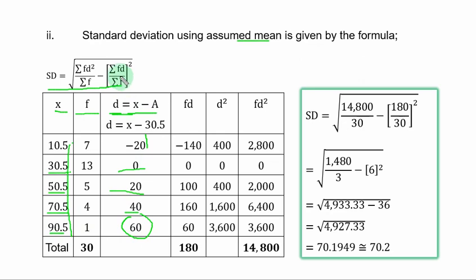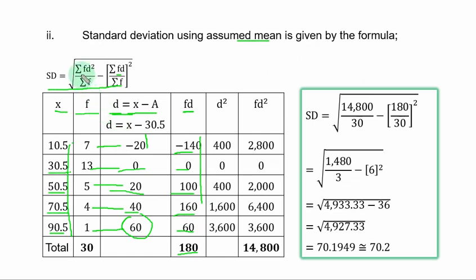In the formula, we need fd. That is the product of frequency and the deviation. So you have 7 times minus 20, minus 140. 13 times 0, you have 0. 5 times 20, you have 100. 4 times 40, 160. 1 times 60, you have 60. If you add this column down, you have 180.